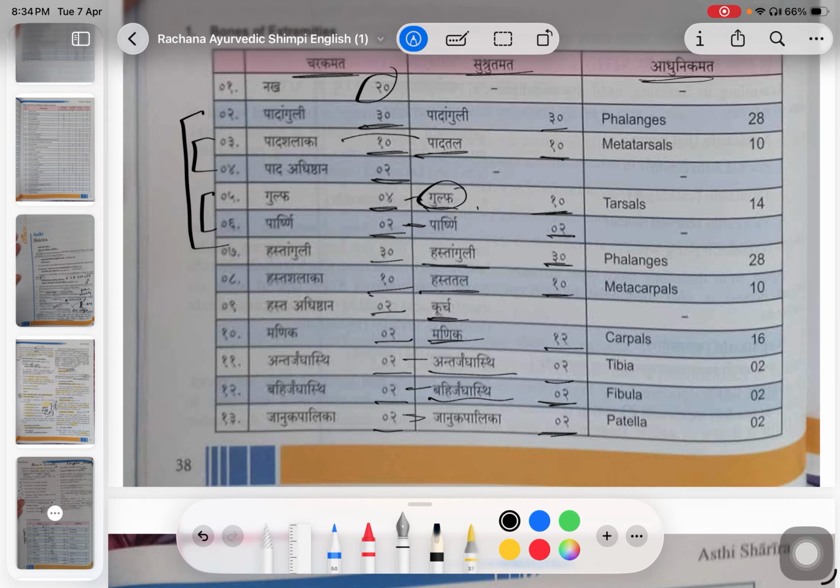We already know about modern: there are 28 phalanges, 10 metatarsals, 15 tarsals, 28 phalanges, 10 carpals. These are lower limbs, these are upper limbs. Then carpals are 16, tibia 2, fibula 2, patella 2, right? So they have just classified bones of limbs.